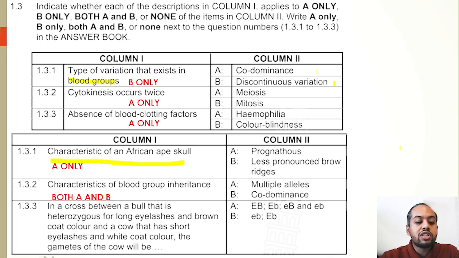1.3.3, in a cross between a bull that is heterozygous for long eyelashes and a brown coat color and a cow that has short eyelashes and white coat color, the gametes of the cow will be. If you look at A and if you look at B, they are giving you gametes there, and the actual alleles were not even given to you. Therefore, none of these can be correct and the answer is none.